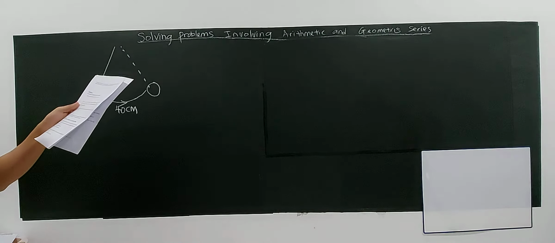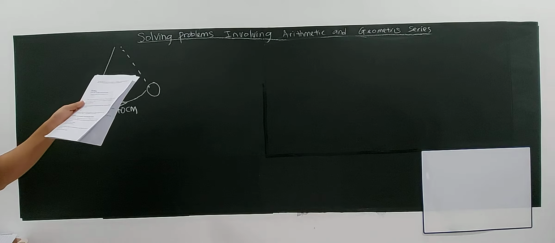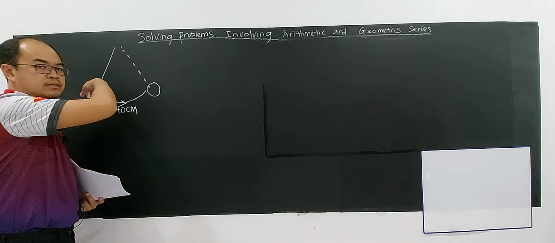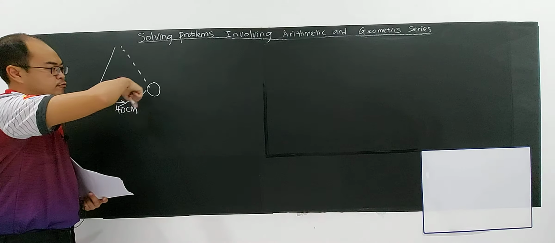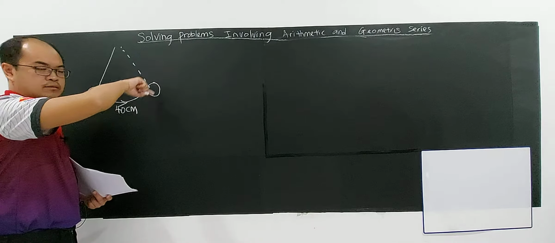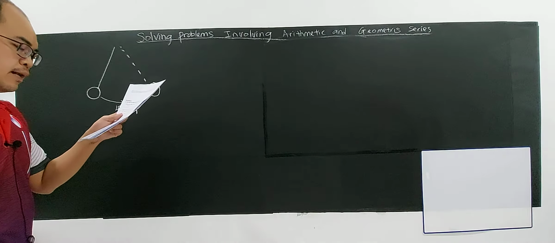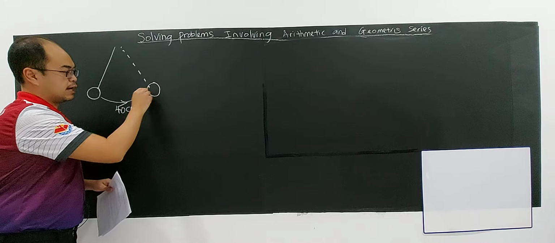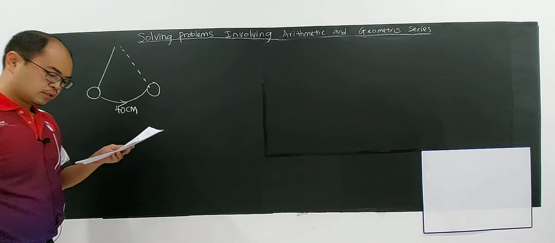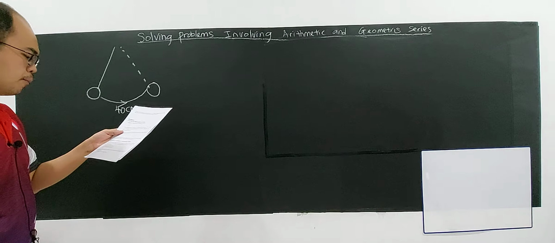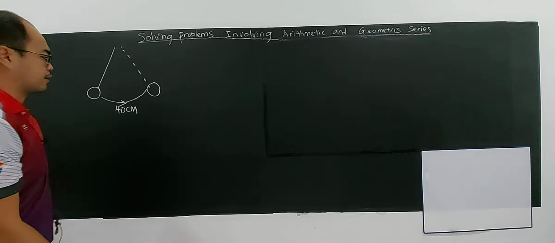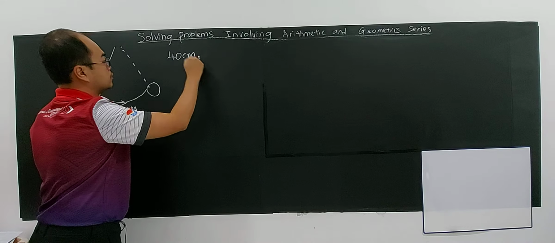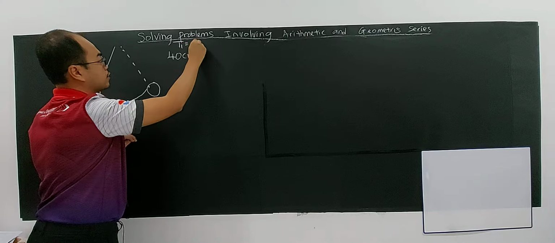So 40 cm on each successive swing means this is the first swing, right? When it comes back, it becomes the second swing, right? Third swing, fourth swing, fifth swing, sixth swing. So now the question: on a successive swing, the length of the arc is 0.95 of the previous length. Means that firstly you have 40 cm. So this is your T1, your A, first term.